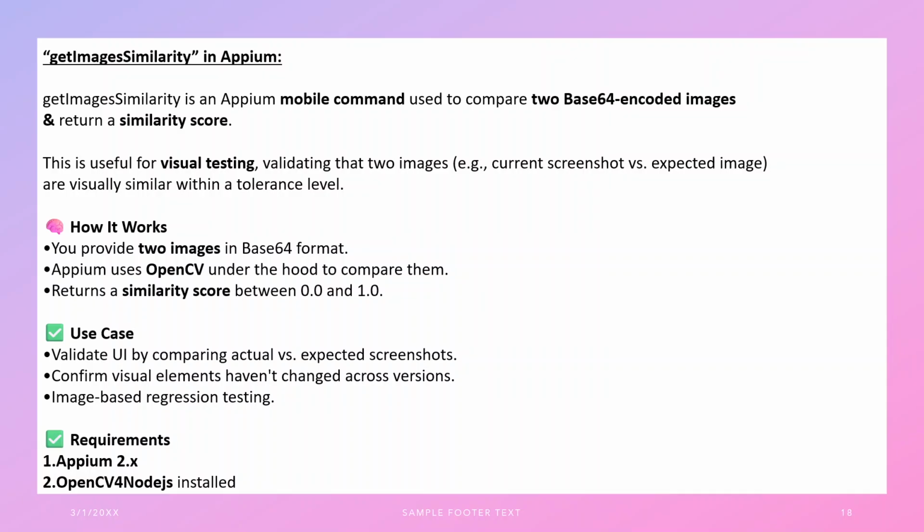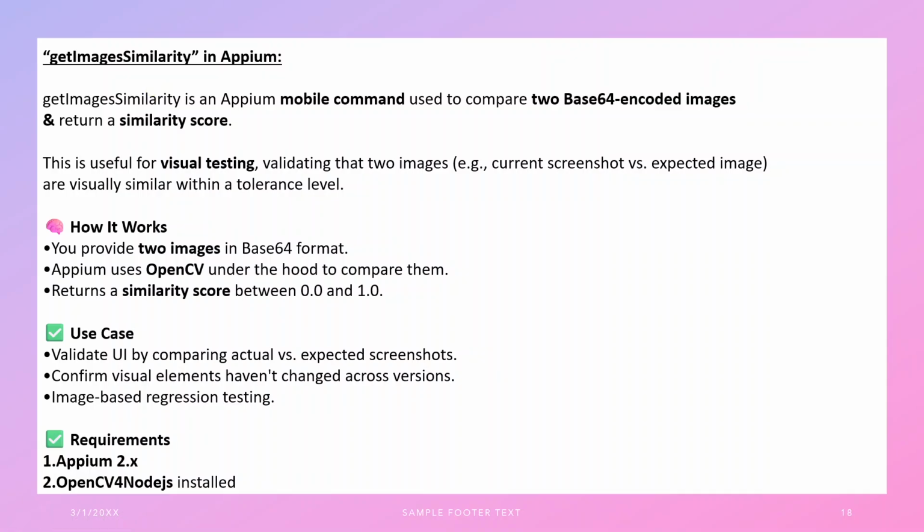This method is useful for visual testing, validating two images, that is the current screenshot, the actual image, and the expected image. So we compare two images, and we should have the actual image and the expected image. I want to see whether my actual image matches my expected image or not, and it provides a score to me. That is the use of this getImageSimilarity method.